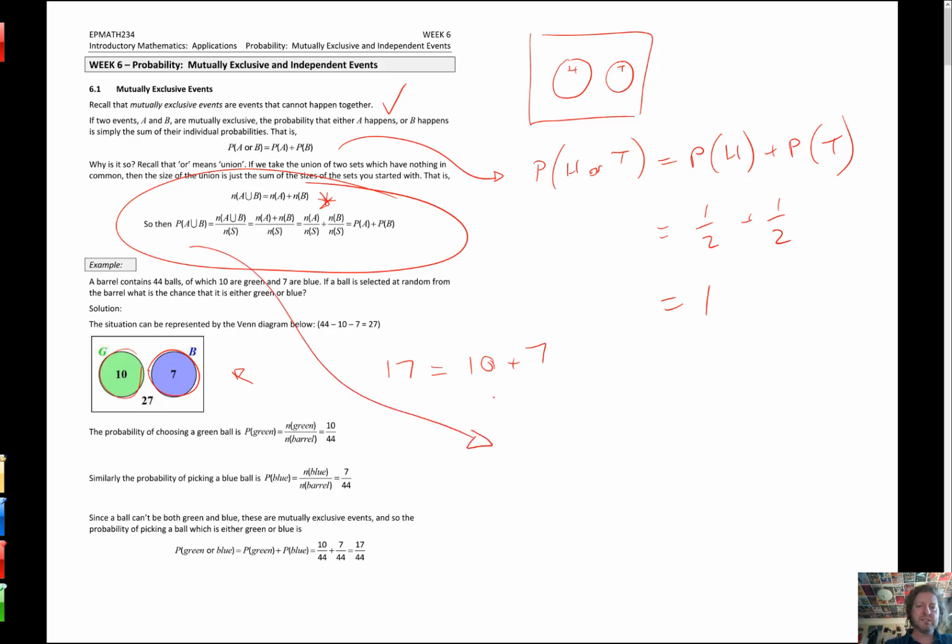Now, then they're trying to go on to this next thing. So then the probability of A union B, in other words, in this example, the probability of green union blue, they're saying is equal to the number of ways you can get a green or blue ball over the number of ways I can get an outcome. What that really means is the number of elements in the set of A union B over the number of elements in the sample space. And the number of elements in the sample space is just the total number of outcomes. In this case, there's 44 balls. And how many balls are there that are green or blue? 17. Now this next bit is saying that N of A union B is the same as N of A plus N of B, which is what it already says up there.